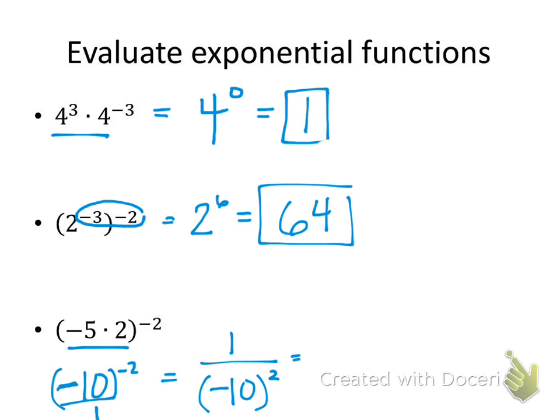So now my answer is going to be 1 over what? What is negative 10 times negative 10? Positive 100. Do not make that a negative 100. Okay?